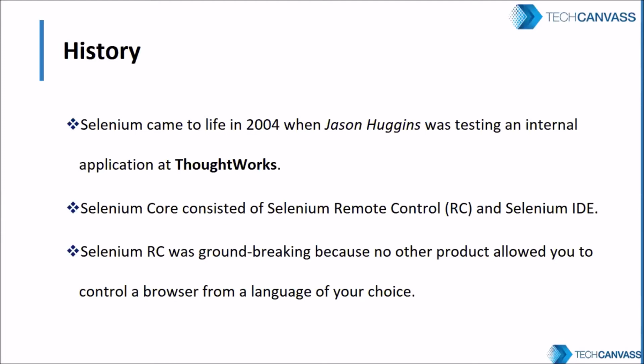Let us see some brief history of Selenium as a tool. Selenium came to life in 2004, and the person who developed Selenium was Jason Huggins early in 2004, and he was testing one application at ThoughtWorks. ThoughtWorks is an organization which is actively developing the Selenium tool. So in 2004, Jason Huggins started with Selenium.